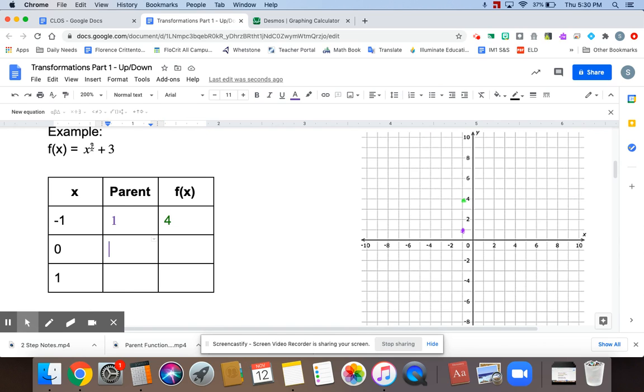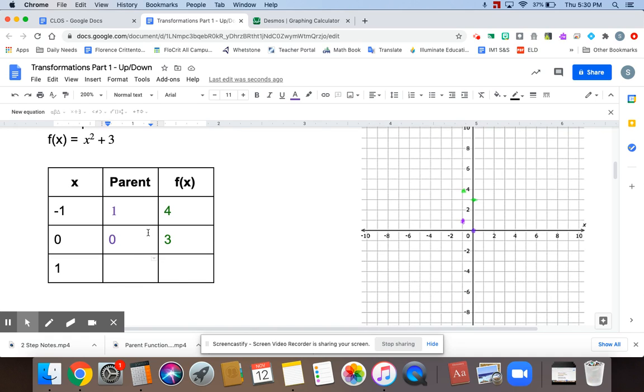If I plug in 0 to my parent function, 0 times 0 is just 0. Then when I add 3 to it, now I'm at 3. So for my original one, my parent function, it's down here at 0, 0. But for my transformed one, now I'm up at +3 because I'm going up 3. When I plug in 1, 1 times 1 is just 1 for the parent. So that's down here. But then if I add 3 to it, now I'm at 4 for my f of x, my new one that I'm graphing.